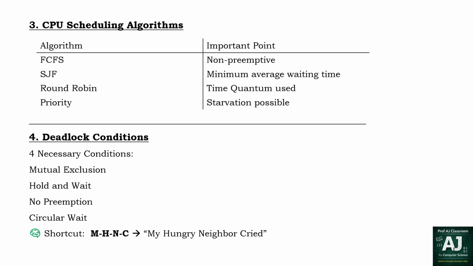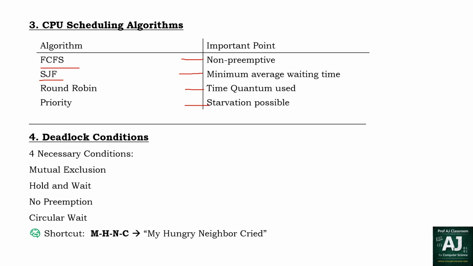Next is CPU scheduling algorithms. FCFS is first come first serve. SJF, shortest job first, round robin, priority. So FCFS is non-preemptive, SJF gives minimum average waiting time, and round robin uses a time quantum. Next, priority: starvation is possible in priority.